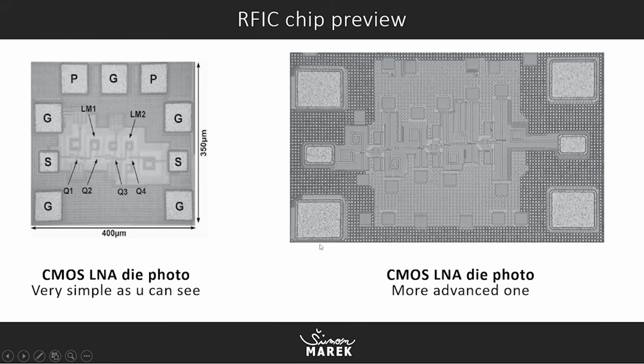And here is more advanced CMOS LNA amplifier. You can see more spiral inductors. You can see more connection pins here. So it means it uses more transistors, and it also uses some voltages for biasing these transistors. So some transistors are really used to bias the LNA or the chip. So this is more advanced one.